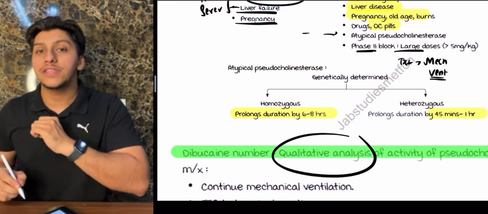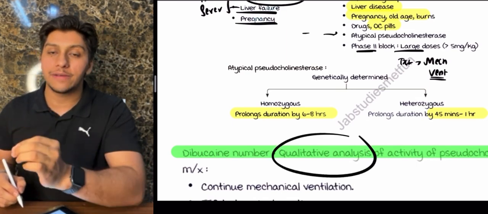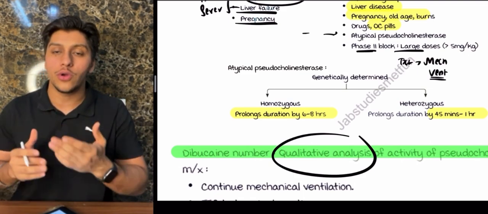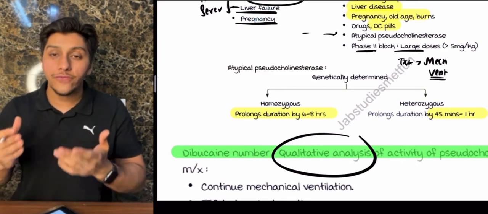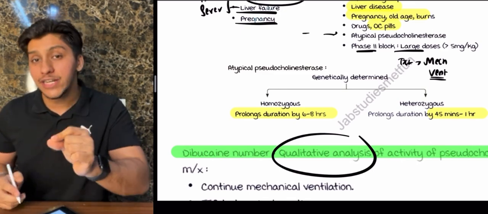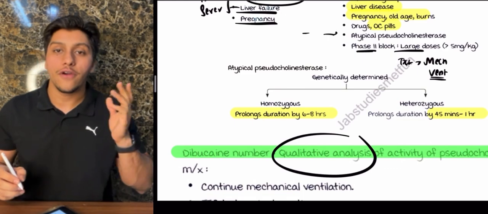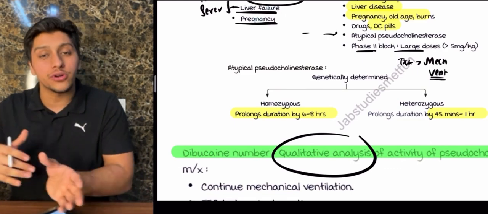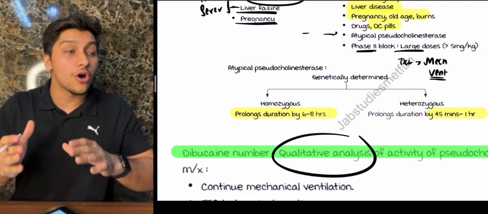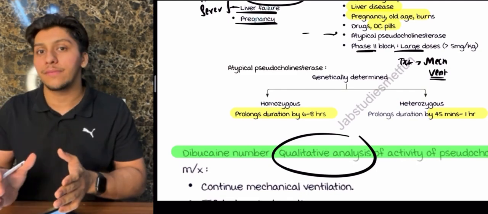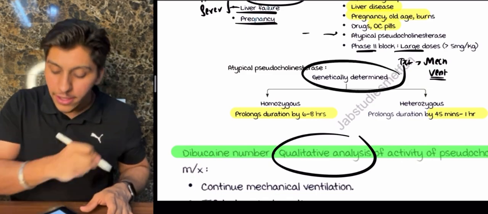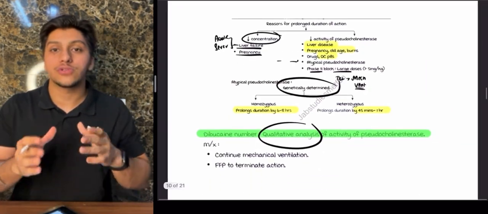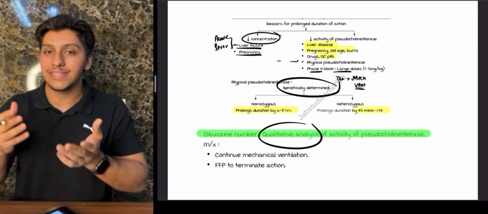Okay, so what will be the management if you diagnose a patient with atypical pseudocholinesterase? First is mechanical ventilation: continue ventilation and wait until it wears off. If there is an emergency condition in case of atypical pseudocholinesterase, you can give fresh frozen plasma. Why? Because pseudocholinesterase is transported with the help of plasma. So you give the plasma of a friend. Don't give it from the same family, because as we told you, this is genetically determined. Okay, so I hope you understood the concepts in case of succinylcholine and the depolarizing muscle relaxants.